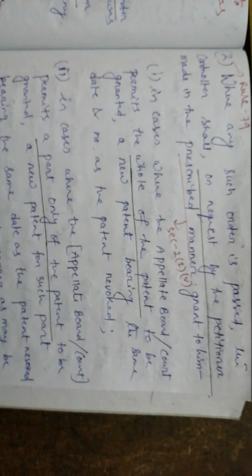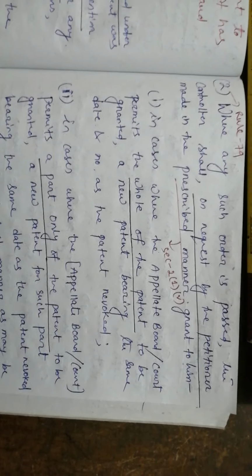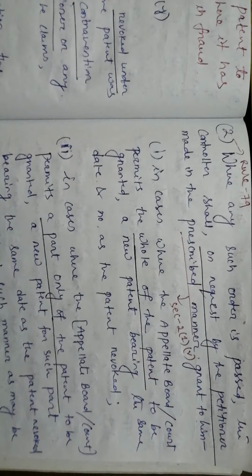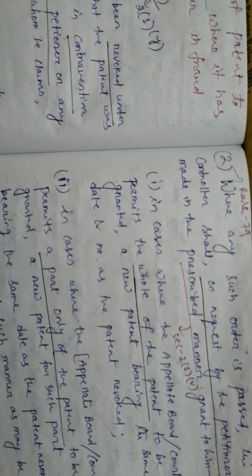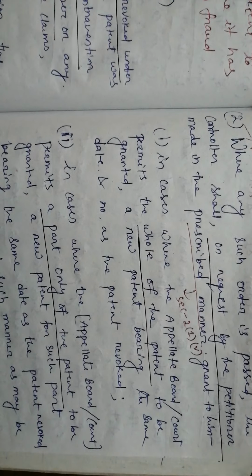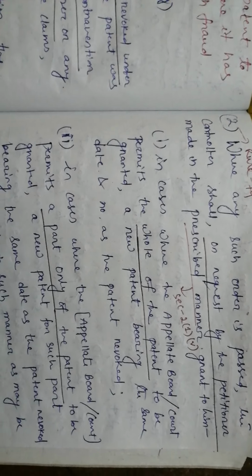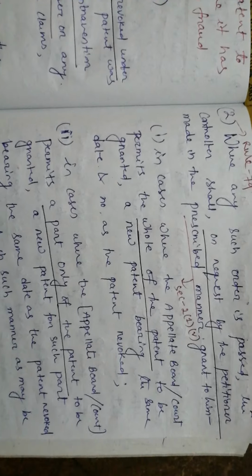So I will proceed to subsection 2 now. Fine. So subsection 2 says, we can say this subsection is related to Rule 79. Okay. Where any such order is passed, the controller shall, on request by the petitioner made in the prescribed manner, grant to him.